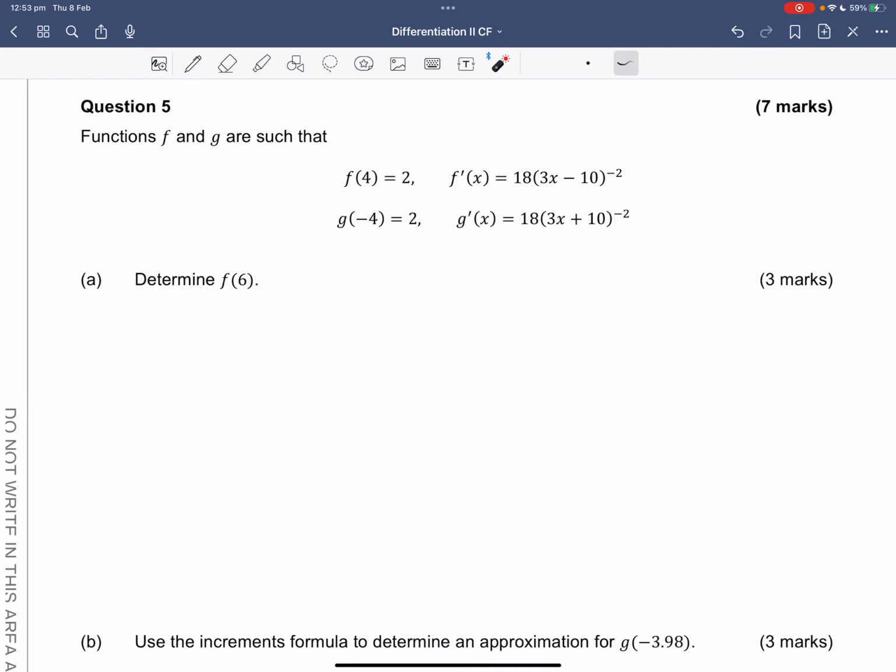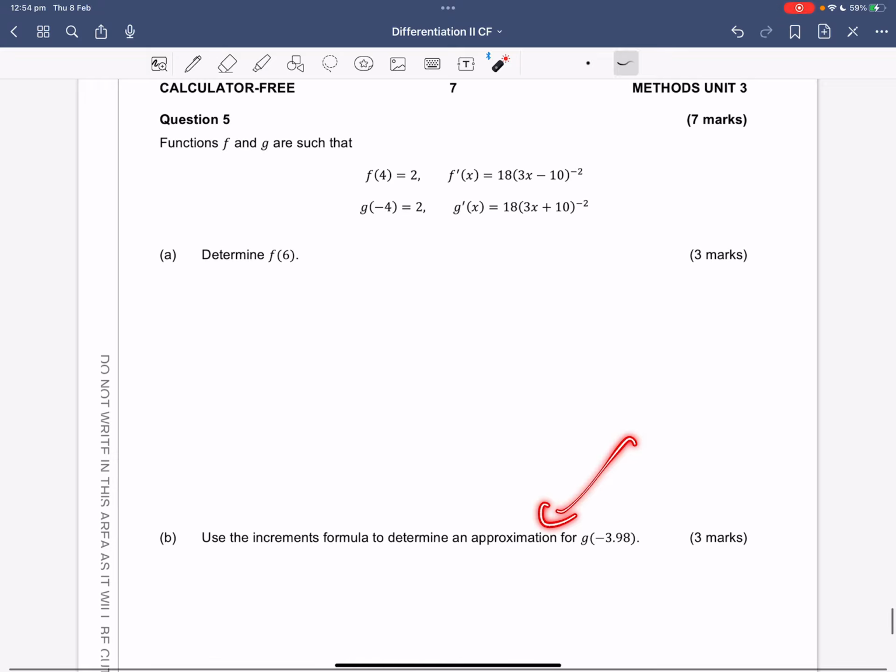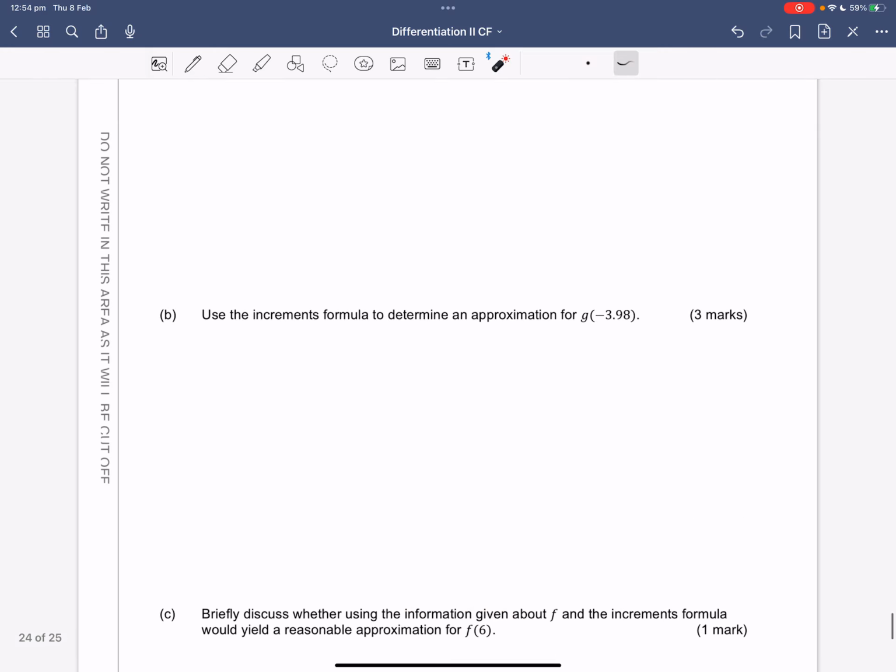Alright, functions f and g are such that blah blah blah. Determine f of, okay, I'm not going to do part A because it's integrating, okay? Part A is integrating, so we don't need to know how to integrate for this. However, we will do the next question, okay? We're not doing part A because it's integrating to find f of 6, but we will do part B, which is using the incremental formula.